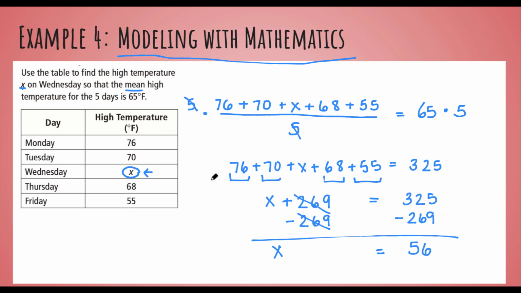Now we want to make sure that we label this. Remember, we're looking at temperatures for a week, so this represents the temperature on Wednesday. So this is 56 degrees Fahrenheit as our answer, and we are boxing it.